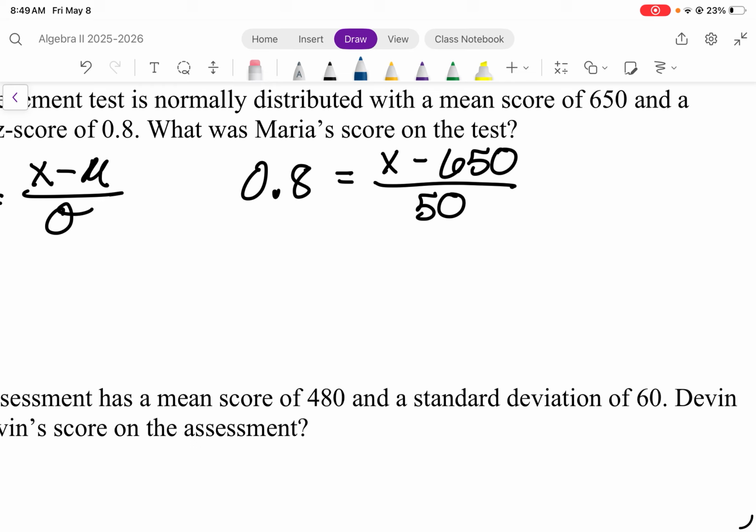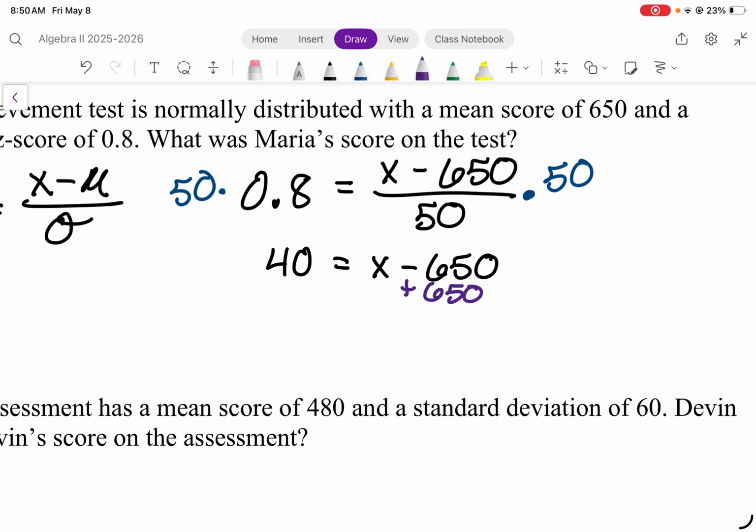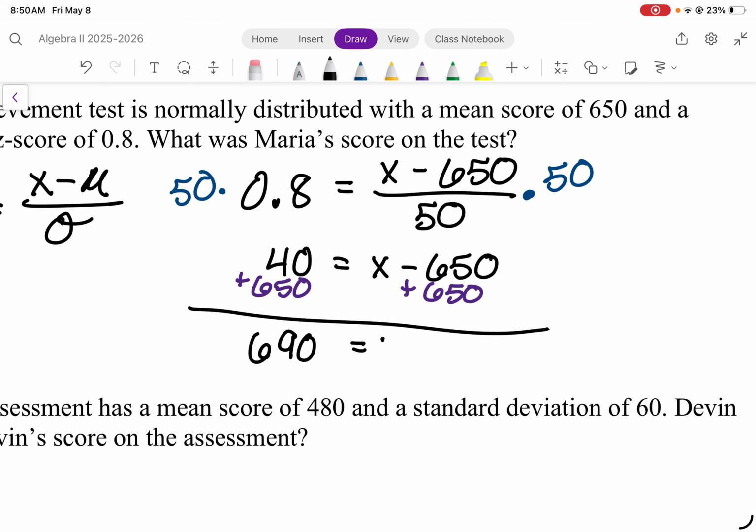I don't want that 50 anymore because it's being divided, so we're going to get rid of it by multiplying both sides by 50. That will give us the value of 40 equals x minus 650. Then we need x by itself, so we'll just add 650 to both sides. This will give us the score that Maria got, which is 690 for her test.